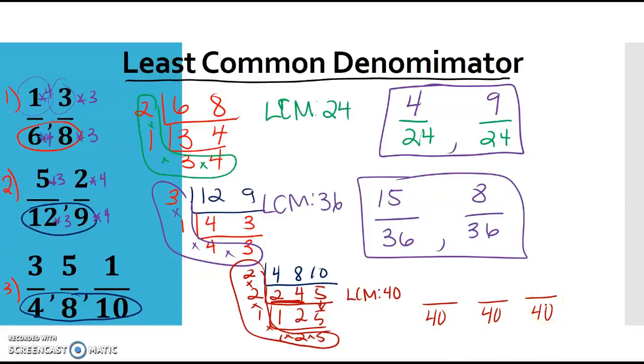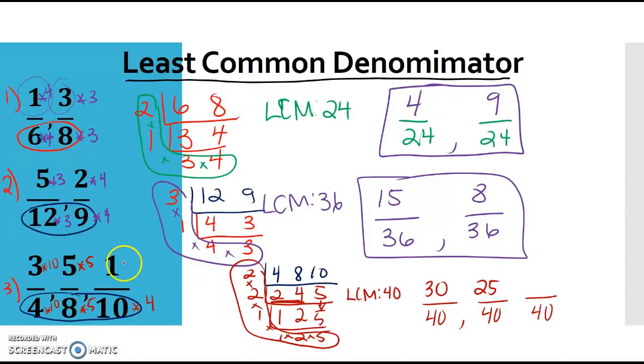Again, horizontally across the page. So 4 times 10 is 40. So we're going to do 3 times 10, which gives us 30. It's our first fraction. 8 times 5 is 40. So 5 times 5 is 25. So 25/40 is our second fraction.